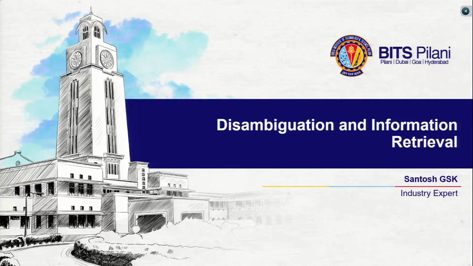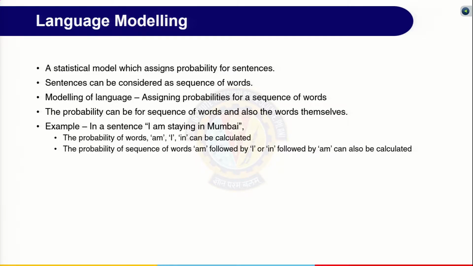Hi, in this video, we'll talk about some of the problems that we can solve using the algorithms built in natural language processing domain, like word sense disambiguation and information retrieval. So before we move on to some of the problems, we'll talk about a basic NLP model that usually helps in solving all such real world problems. That is the language modeling.